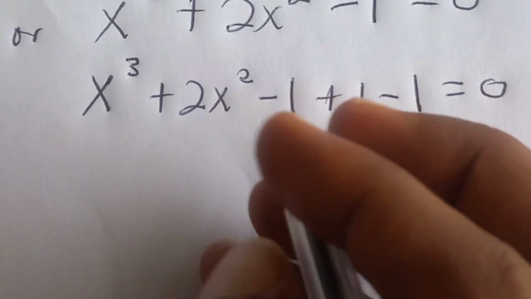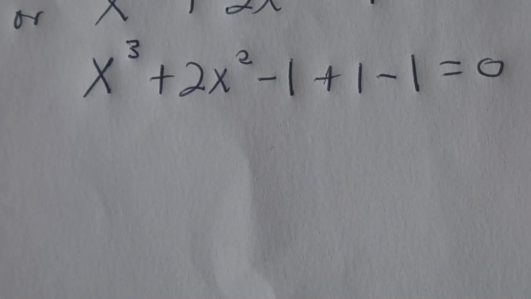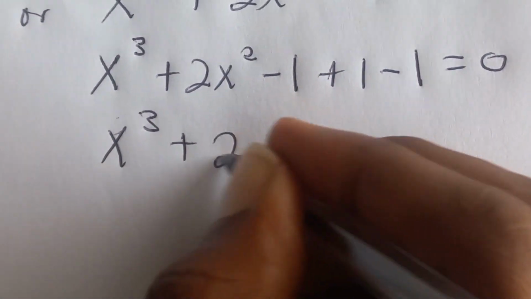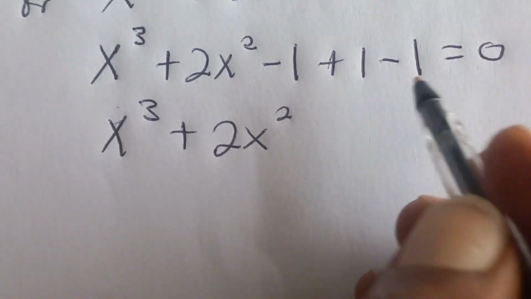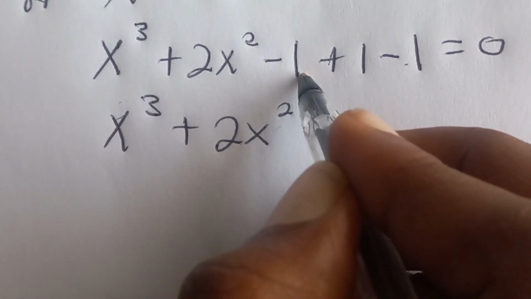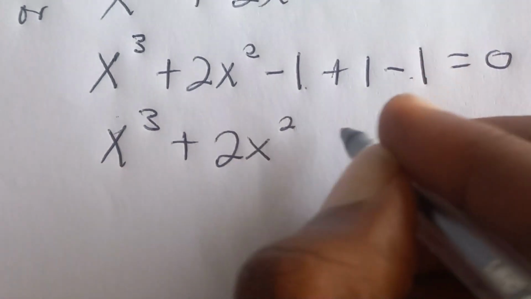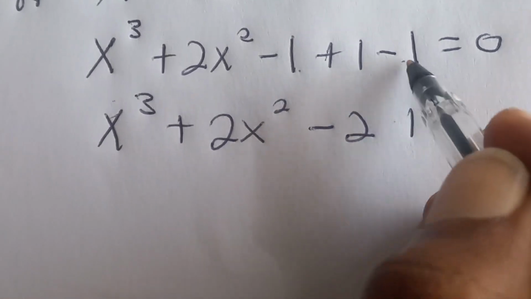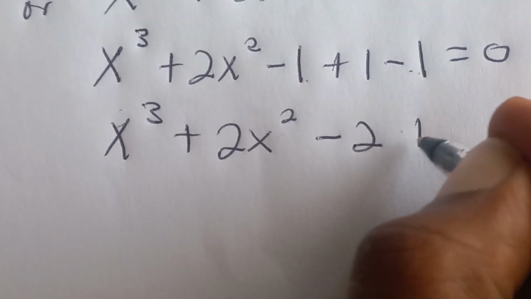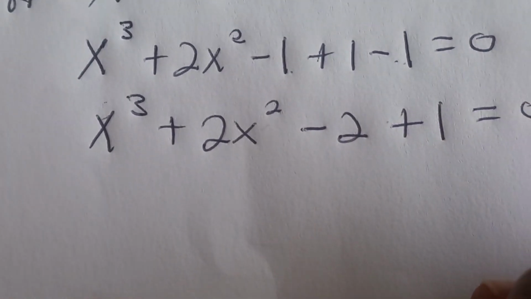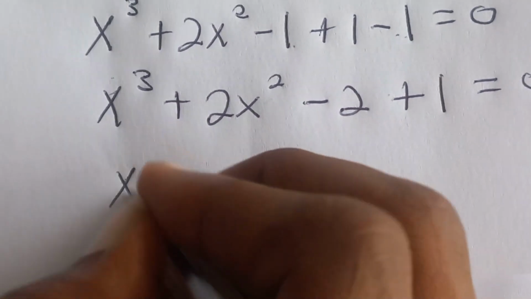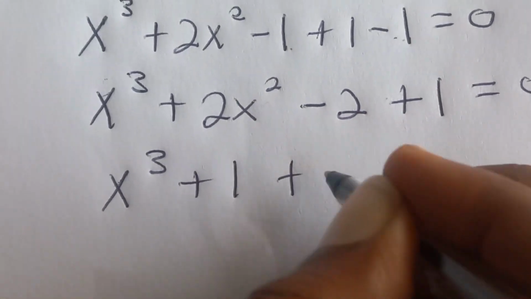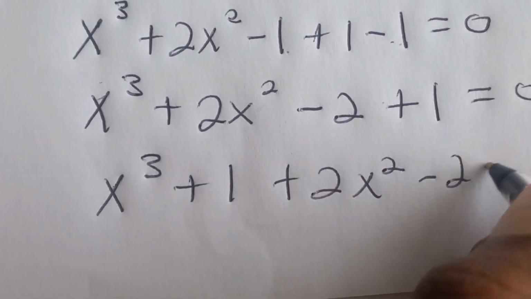Okay, so with this, we can say that x³ + 2x². Now this and this give us negative 2, so negative 2 plus 1 is equal to 0. So from here we say that x³ + 1 + 2x² − 2 = 0.